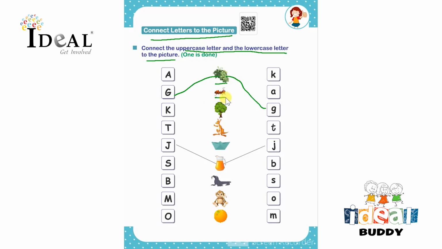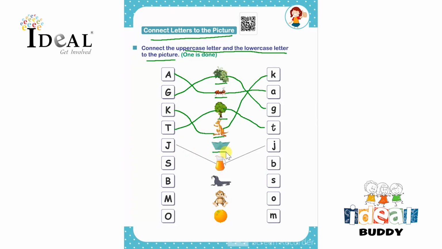After that it's ant and sounds A. So they have to connect the uppercase A and the lowercase a to the picture. After that it's tree, sounds T. The sound is T. So they will be connecting the uppercase T and the lowercase t. After that the given picture is of a kangaroo. So the sound is K. So they have to connect the uppercase K and the lowercase k to the given picture.